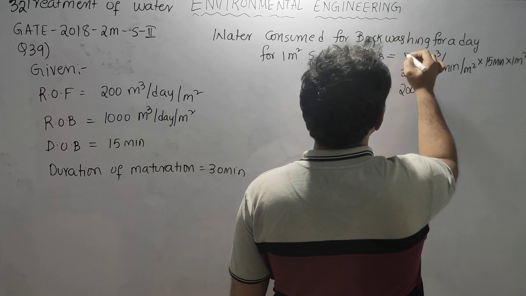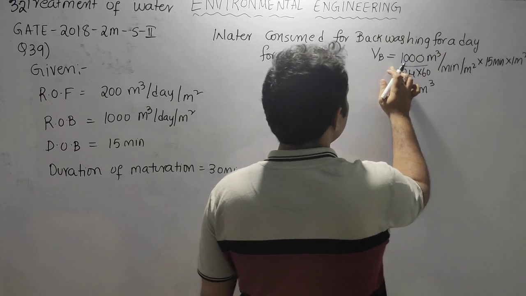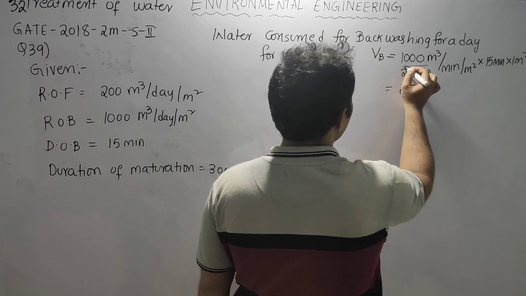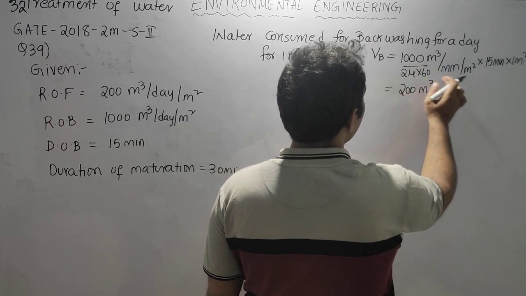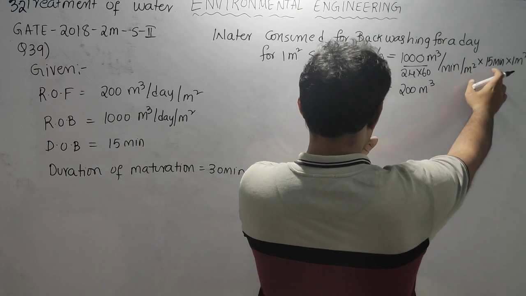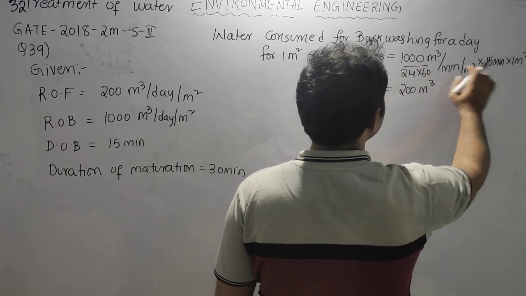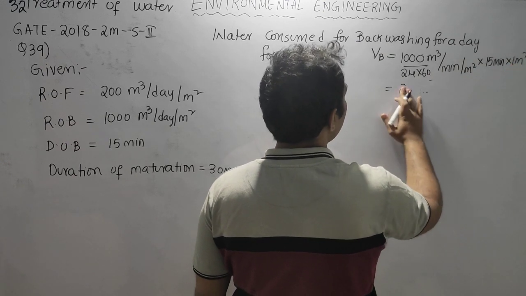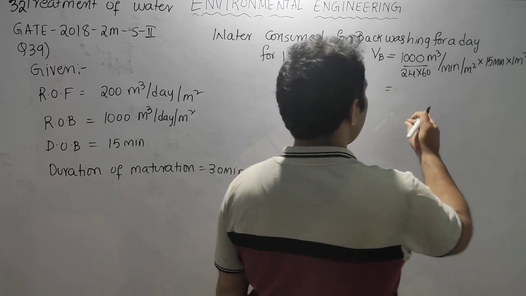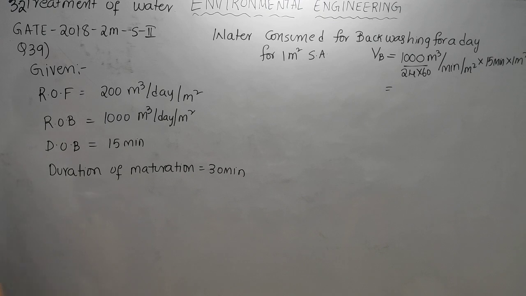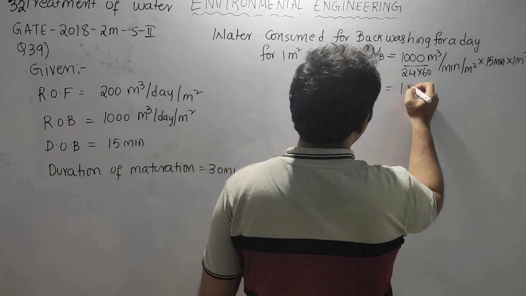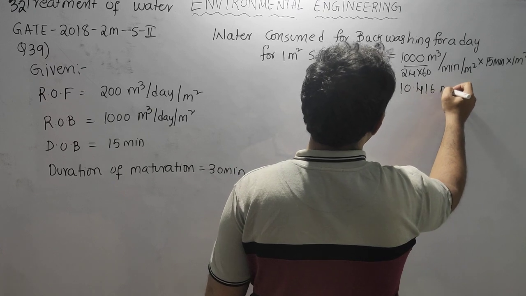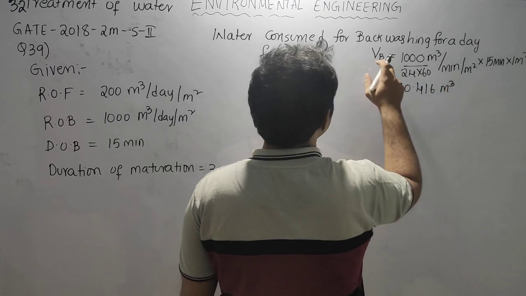So this is 1000 meter cube per day. If I convert this into minutes, I need to divide by 24 into 60. This is per meter square, into 15 minutes of backwashing, and I am assuming 1 meter square as the area. If you solve this, you will get the volume of backwashing as 10.416 meter cube. This is the volume which is needed for backwashing.